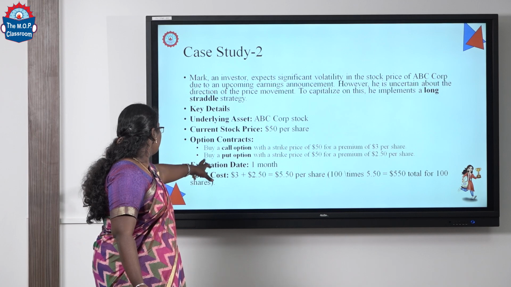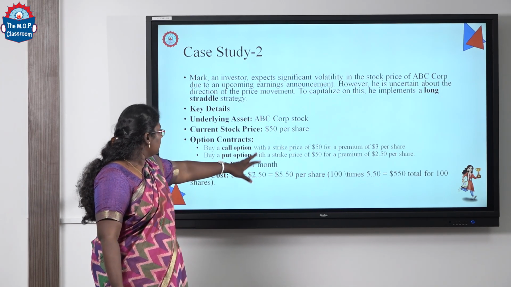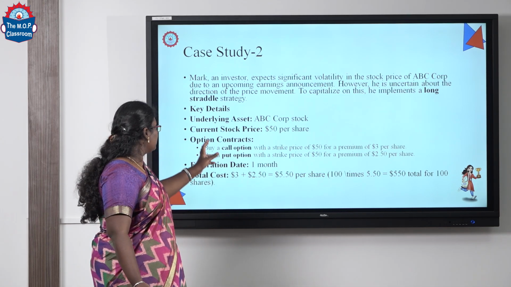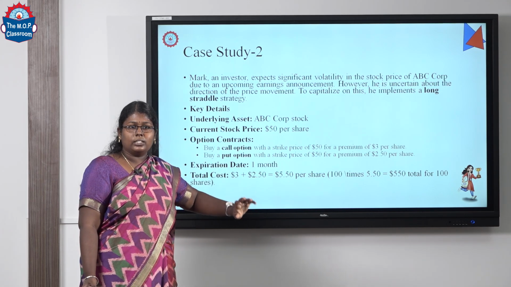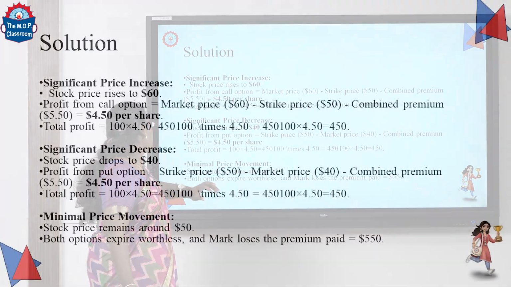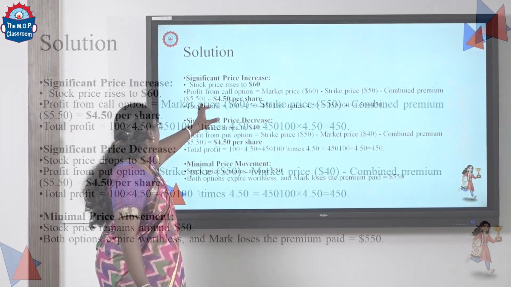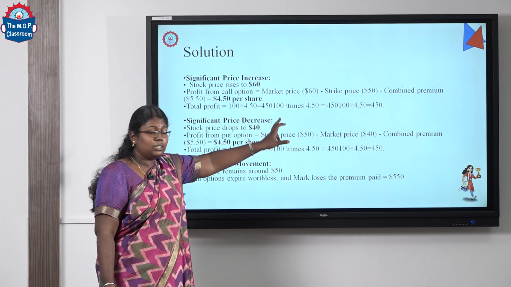The expiration date is mentioned as 1, and the total cost incurred to purchase per share is 5.5. Now we are going to see how this option is going to be used by the investor in the ABC Corporation stock. When there is a significant rise in the price, more than 50 rupees from the strike price, say 60, at that time he can use the call option to purchase the security at a value of rupees 50.